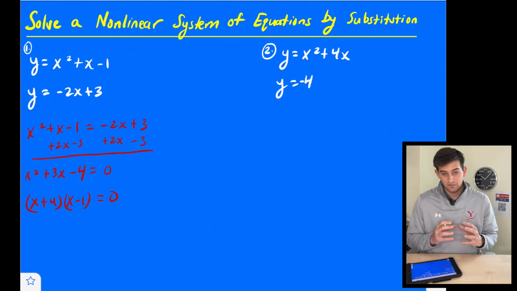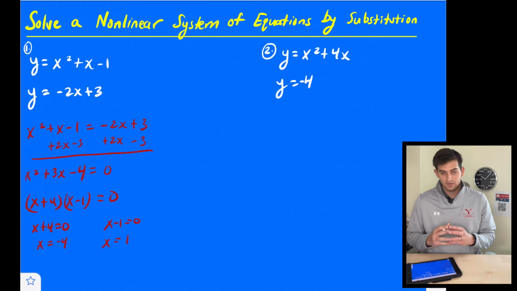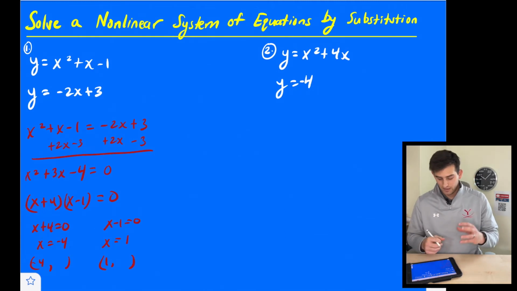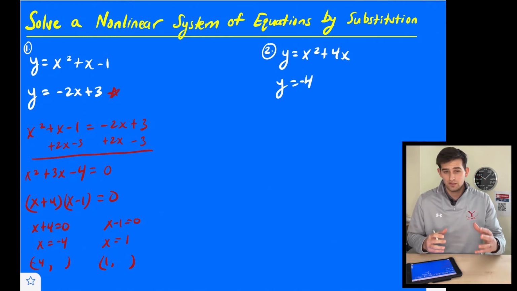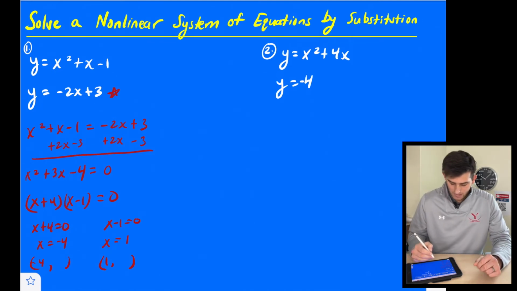Since we factored it and it's equal to 0, we can set each of these expressions equal to 0. So x plus 4 equals 0, and we get x is equal to negative 4. And x minus 1 is equal to 0, and we get x is equal to 1. Now, those are the x coordinates of our two solutions. So we have negative 4 comma something and 1 comma something. We're going to take those two x coordinates and plug them back in. You can use either of the original two equations, but the linear equation is going to be easier to solve for y. So let's take each of these numbers and plug them in.